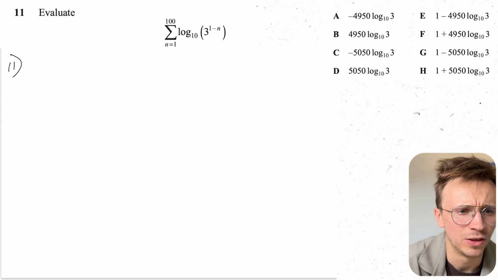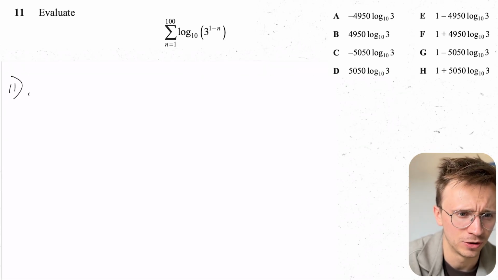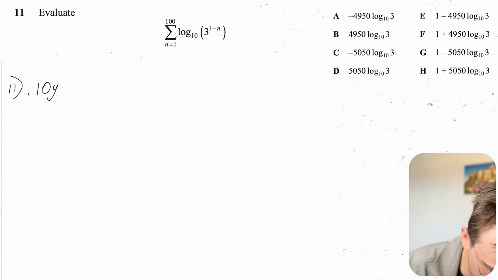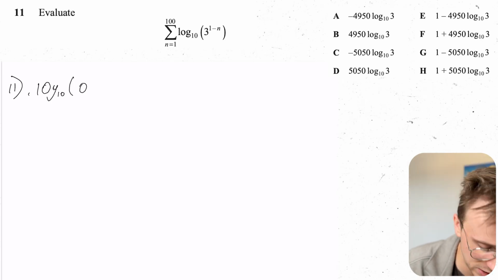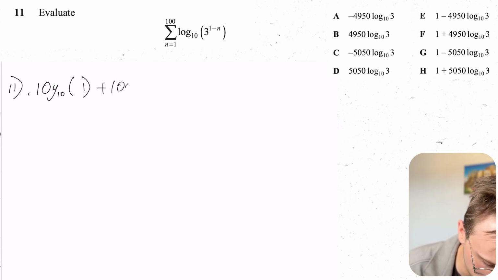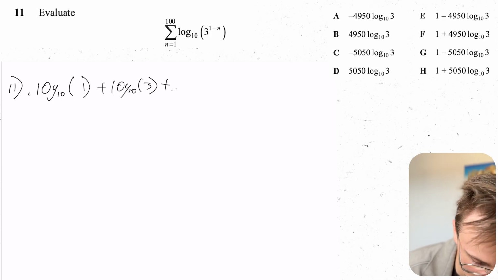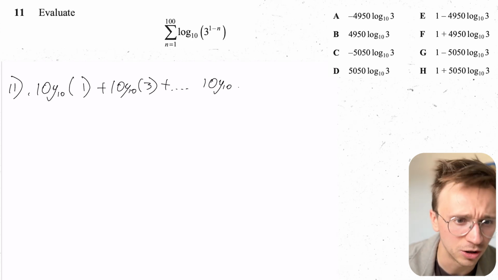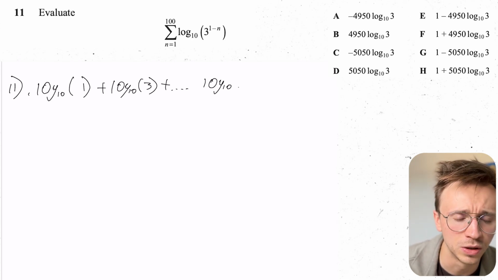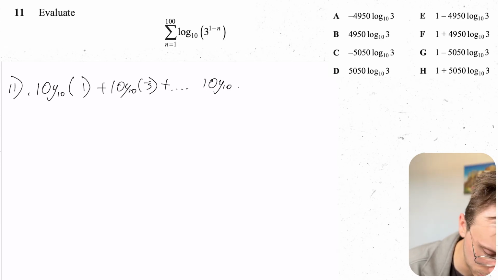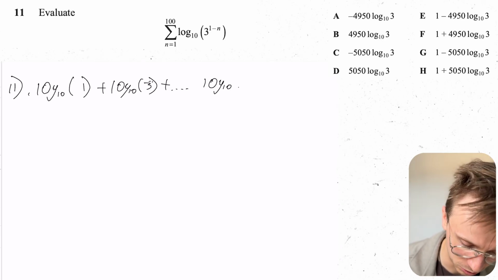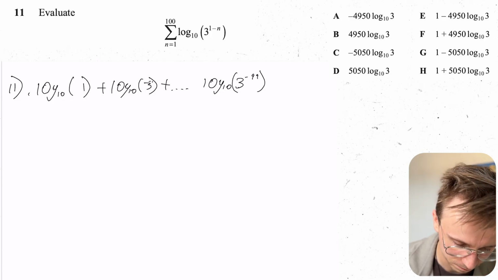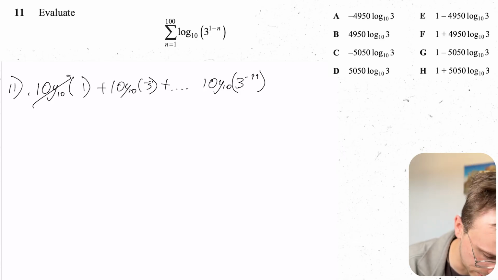11. Evaluate this, so adding all the logs together. So from n equals 1, which would be, okay, so I think this is doable. Log base 10 of 3 to the minus 1 plus log base 10 of 3 to the minus 2, plus dot dot dot all the way up to 3 to the minus 99. Okay, so by logarithm rules, that's 0.